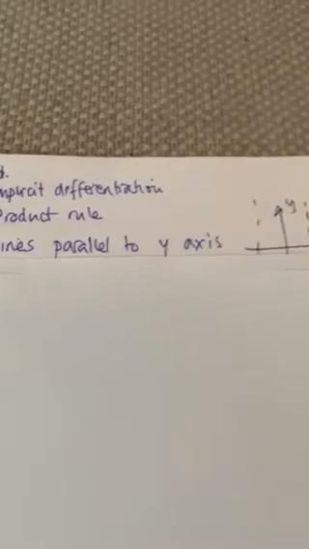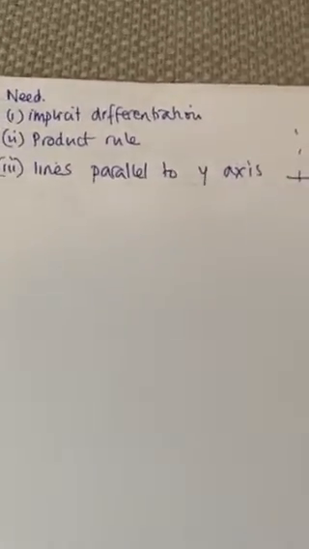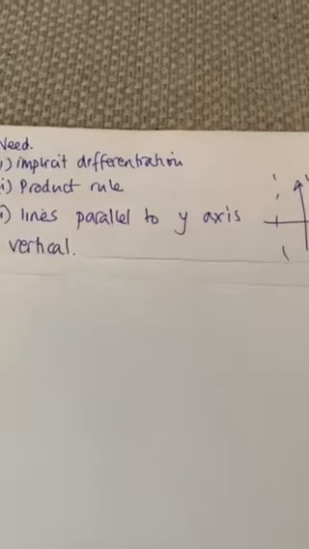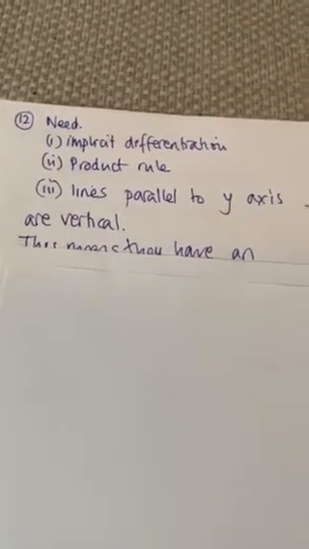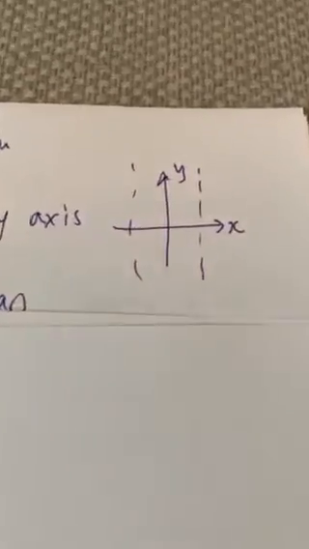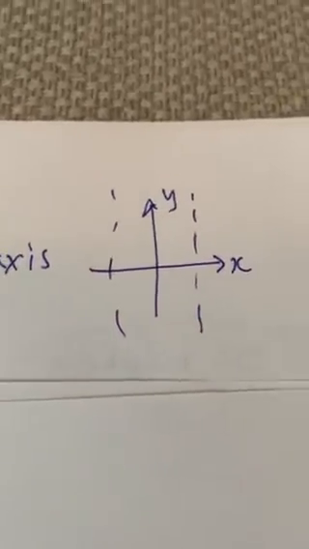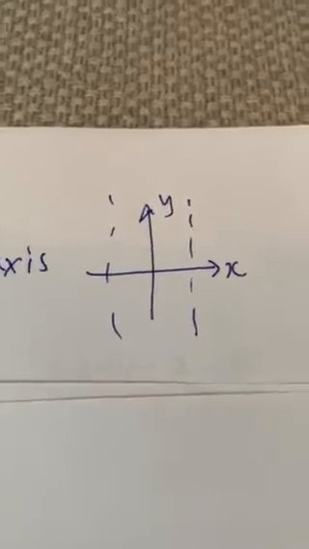Right, you need loads of information to do this question. First of all, you're going to need implicit differentiation. Secondly, you're going to need to use the product rule. And thirdly, you need this bit of information. Lines that are parallel to the y-axis are vertical lines. And if lines are vertical, that means that their gradient is undefined.